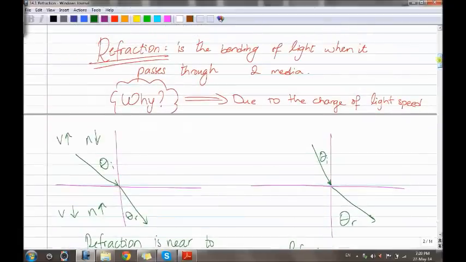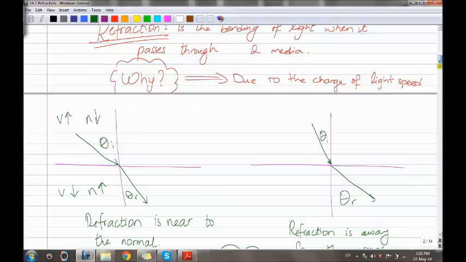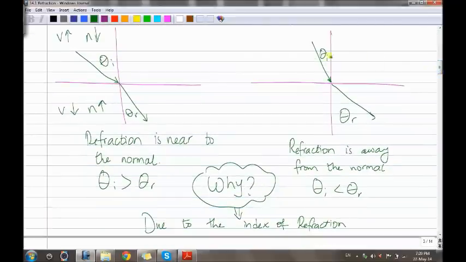Now, refraction. Refraction is the bending of light when it passes through two media. And why is that? It's due to the change of light speed. So now we have the same thing here in the diagram. I said when it hits the surface with a bigger angle, which is the angle of incidence, the volume here is more, and the index of refraction is less.